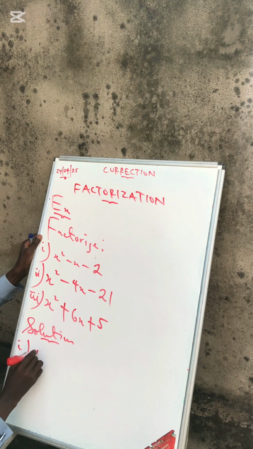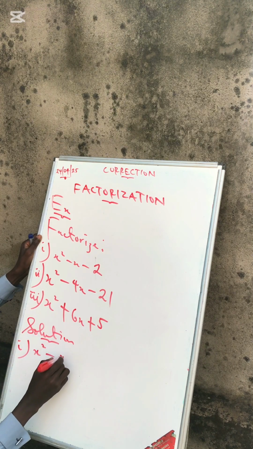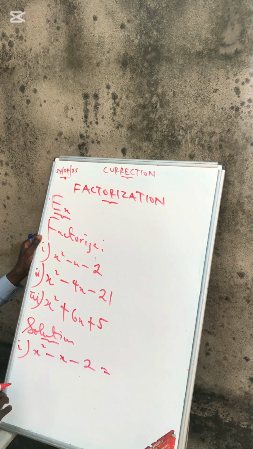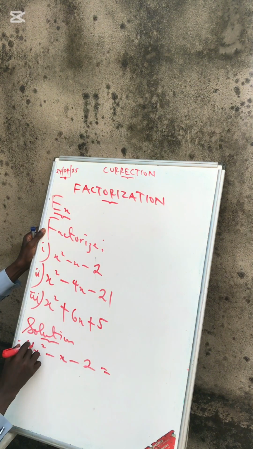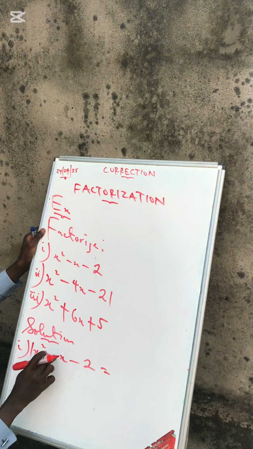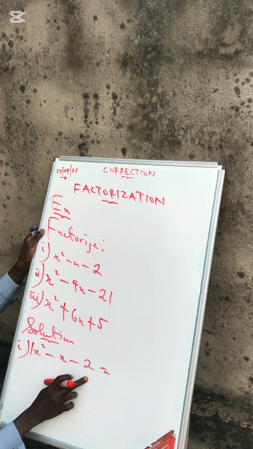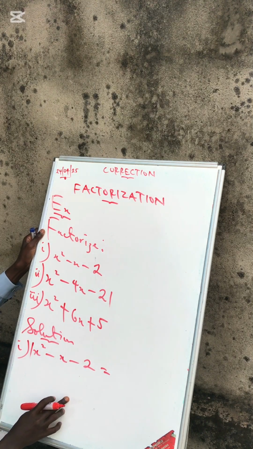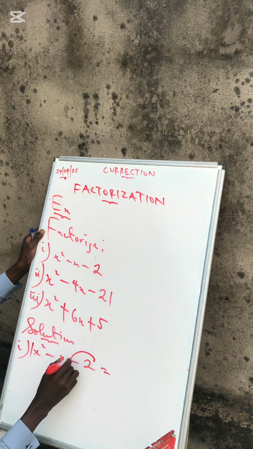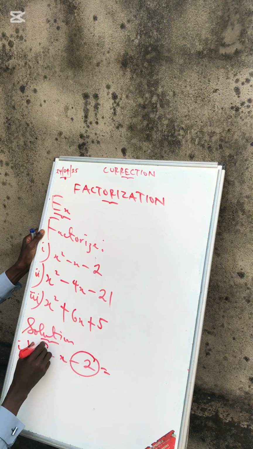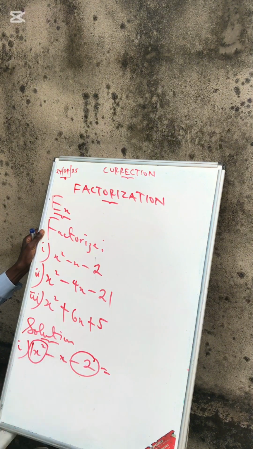Figure 1 is x squared minus x minus 2. You know this x squared is the same as 1x squared, and this is the same as minus 1x. This one that doesn't have any x attached to it is a constant. Do you understand? So what you do is multiply the constant, which is minus 2, by the term with the square.